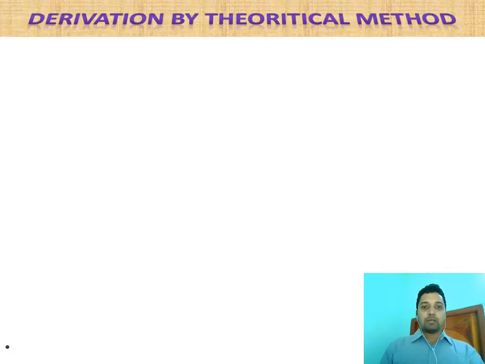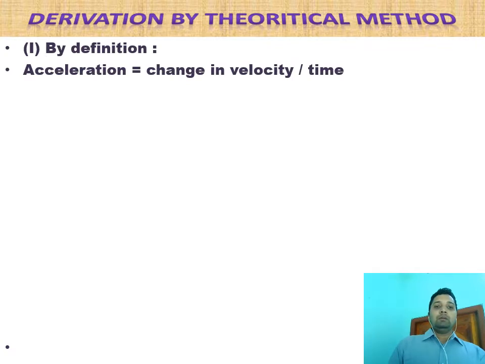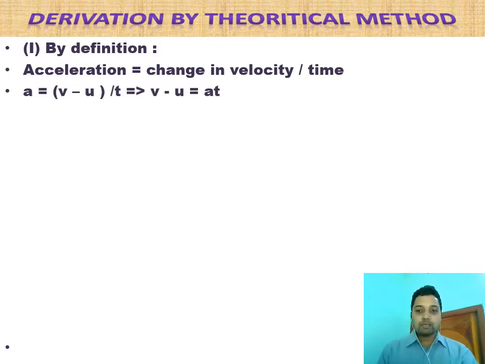First, by definition, acceleration is the rate of change of velocity. Means change in velocity divided by time gives acceleration. That means a equals v minus u by t, or v minus u equals a into t, or v equals u plus at. This is the derivation of our first equation of motion.